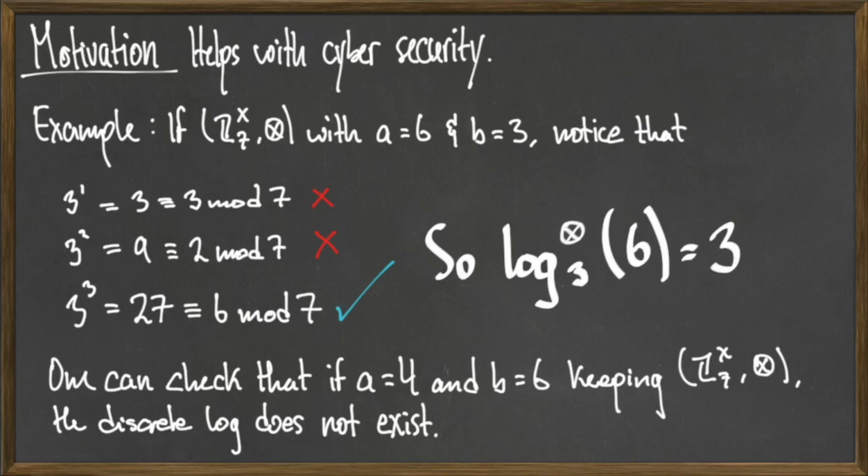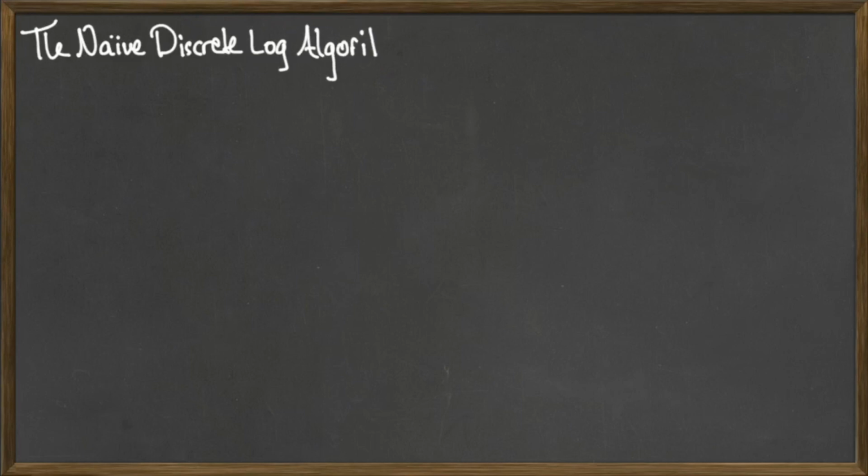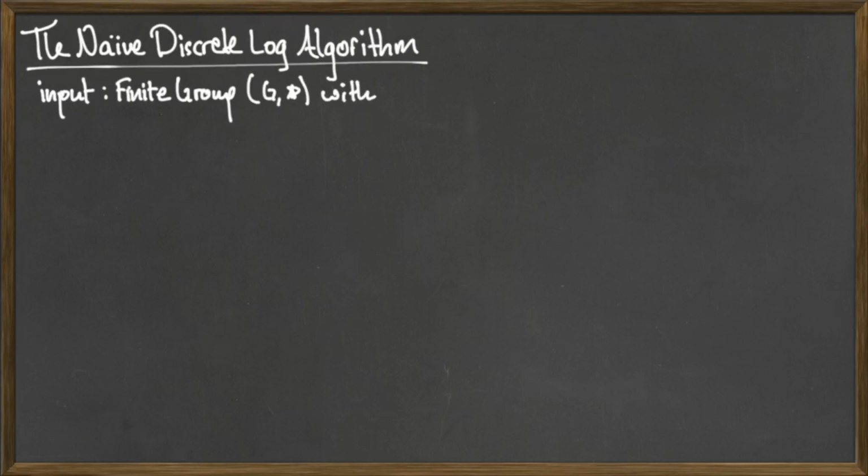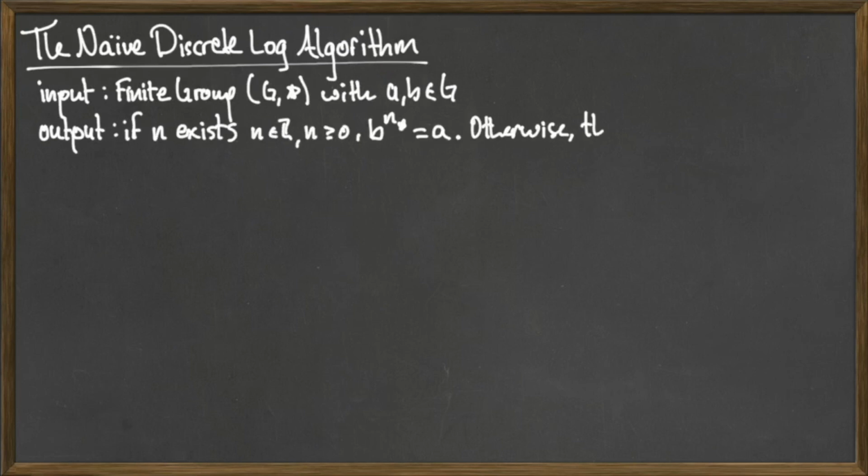To conclude this video, we will present the naive discrete log algorithm, which accepts as input a finite group G under a binary operation star and 2 elements little a, little b in the group capital G. Depending on the group G and the elements a and b provided as input, the algorithm will output one of 2 possibilities. If the non-negative integer n exists, the algorithm will output this integer n. Otherwise, the discrete logarithm does not exist, and the algorithm will output that the discrete log does not exist.